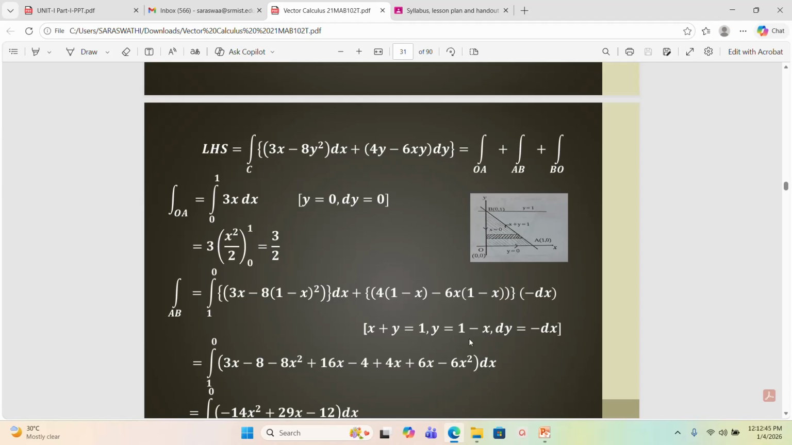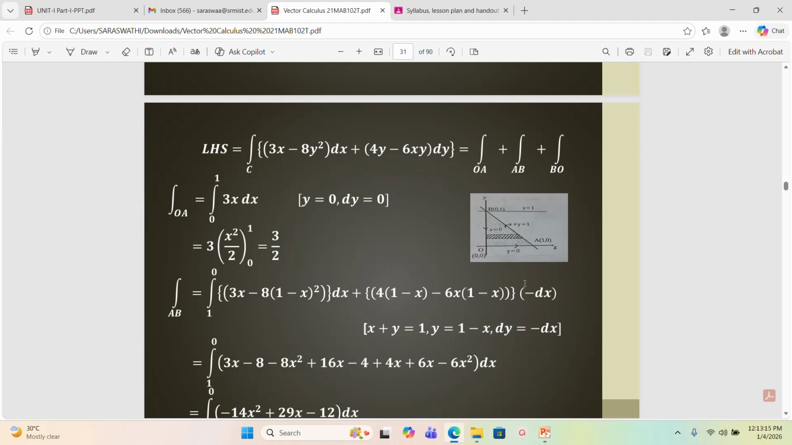So y is equal to 1 minus x. After differentiating, dy is equal to minus dx. Substitute those values in this equation. So y equal to 1 minus x, we can replace. This is y square, so 1 minus x whole square into dx plus 4 into the value of y, which is 1 minus x, minus 6x into again the value of y equal to 1 minus x, into dy, which is equal to minus dx.